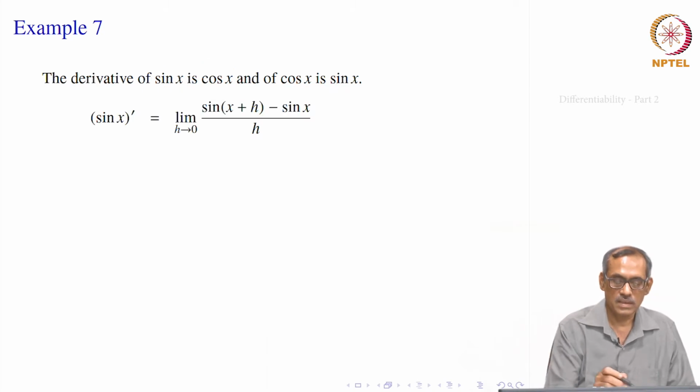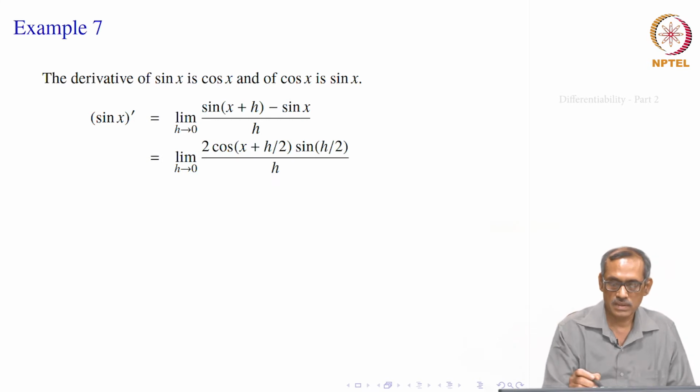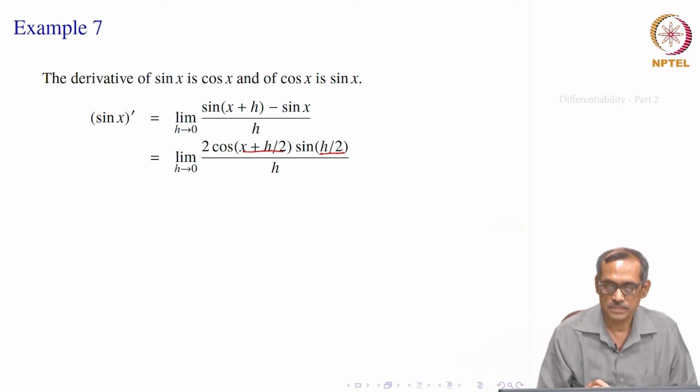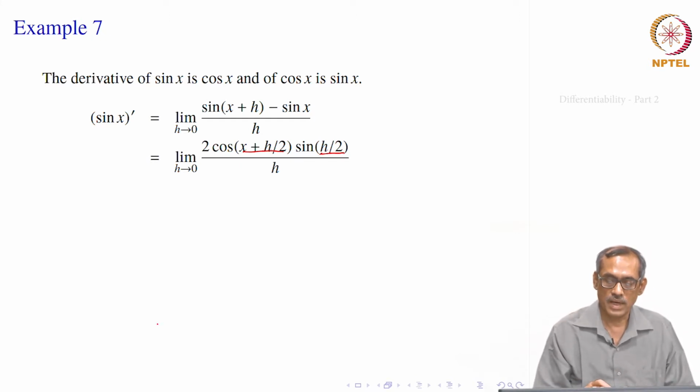Okay. So, let us take the limit of the ratio when h goes to 0, that is sin of x plus h minus sin x divided by h. It is f of x plus h minus f of x. Now, we can really use the sine half formula, sin a plus b minus sin a, something like that, sin of x plus h minus sin x. So, it will be 2 times cosine of x plus h by 2 and sine of h by 2.